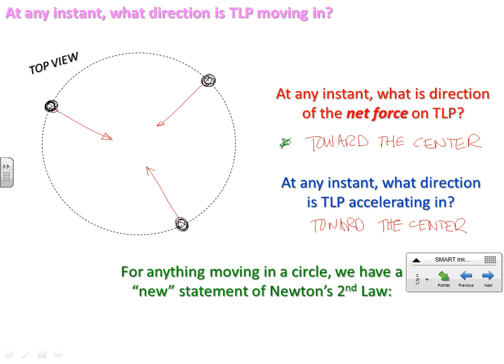And there's a word we use that means toward the center. All right, that word is centripetal. Centripetal means toward the center, right? So what we say is there is a centripetal force that provides a centripetal acceleration. And the centripetal direction, the direction toward the center, becomes our new direction.